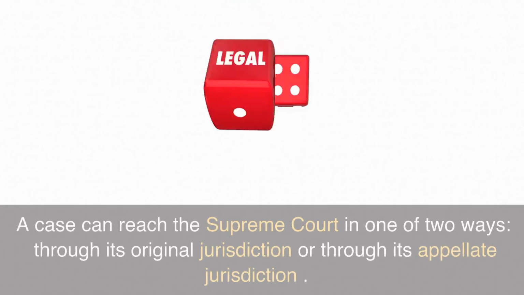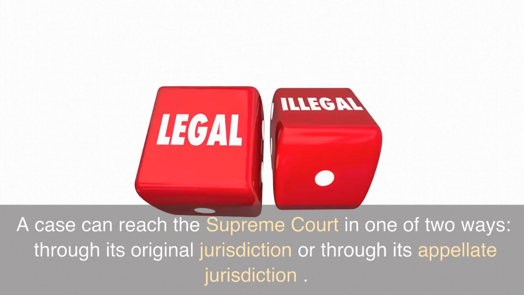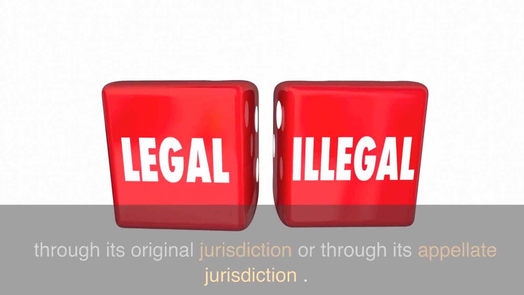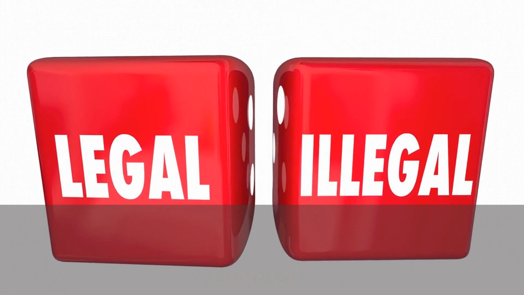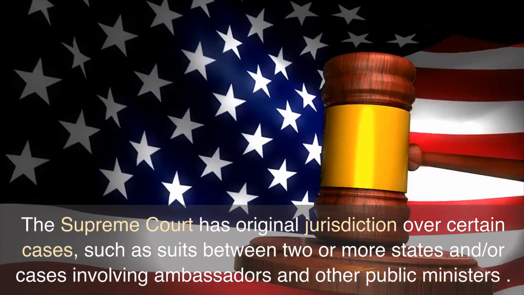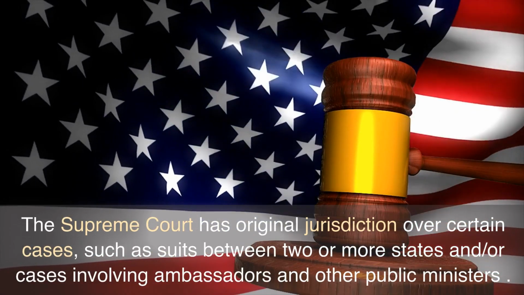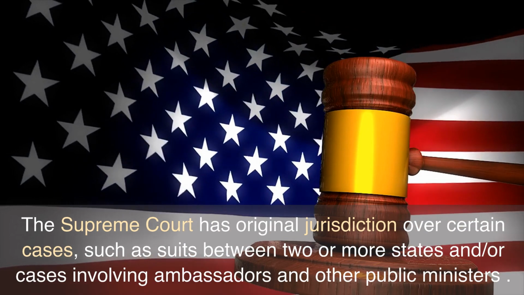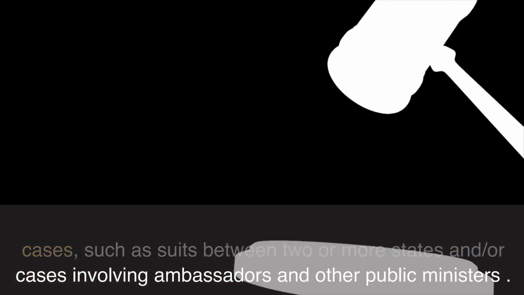A case can reach the Supreme Court in one of two ways: through its original jurisdiction or through its appellate jurisdiction. The Supreme Court has original jurisdiction over certain cases, such as suits between two or more states and/or cases involving ambassadors and other public ministers.